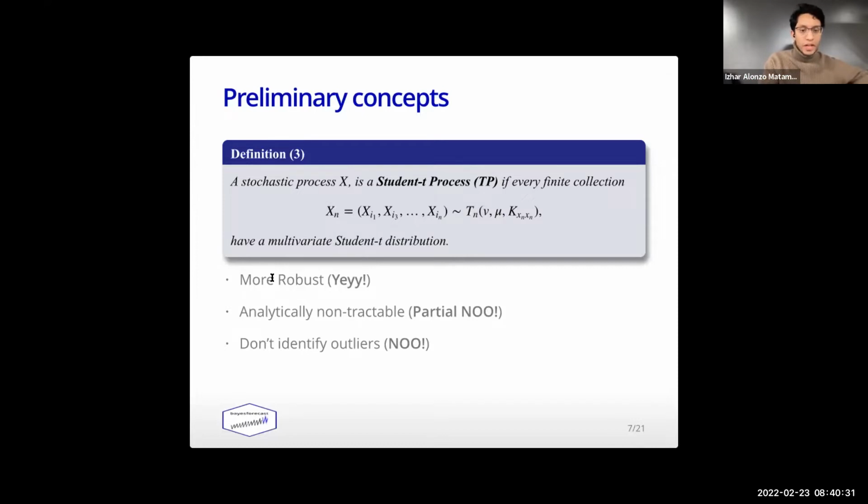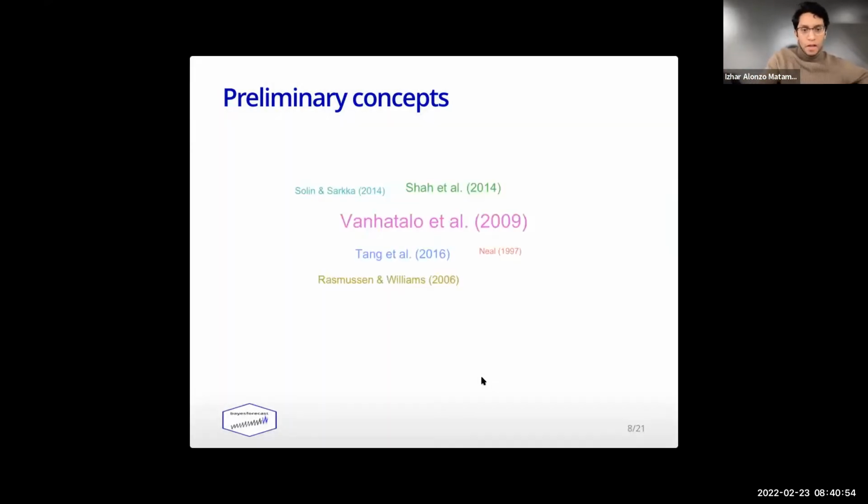What are the perks that we have right now? This kind of Student T process is more robust. You just have to control the degrees of freedom. So that's a success. The problem is that it's analytically not tractable. So it's problematic, but that is not a total problem at all. And the second thing is that it doesn't identify outliers, or doesn't perform dynamically well when we find outliers in the data.